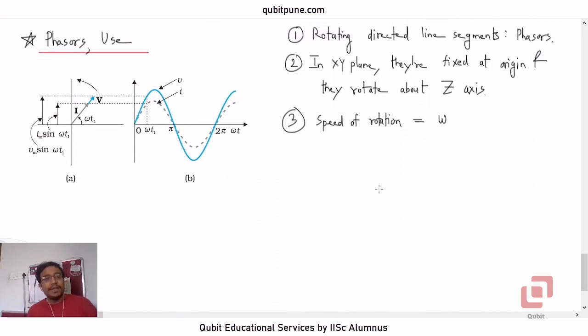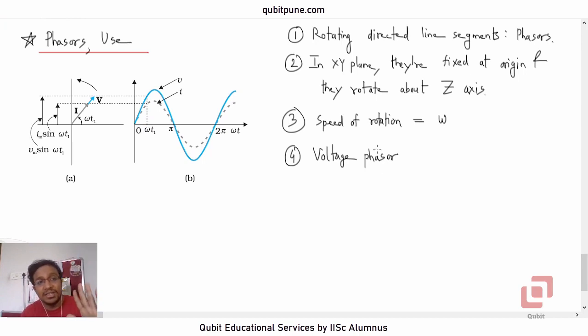Now what is the significance of the phasors? Okay, one more point. Generally the convention is that we rotate these phasors in the anticlockwise direction, and we'll talk about two types of phasors: the voltage phasor, and because these are denoted by directed line segments, we may call them vectors.